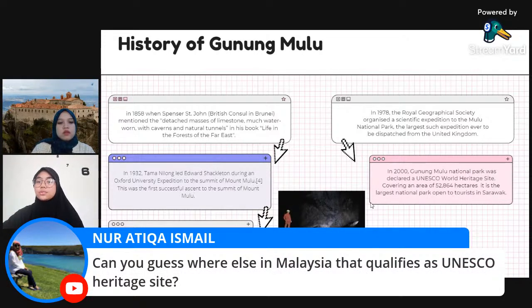In 2000, Gunung Mulu National Park was declared a UNESCO World Heritage Site, covering an area of 52,864 hectares. It is the largest national park open to tourists in Sarawak.